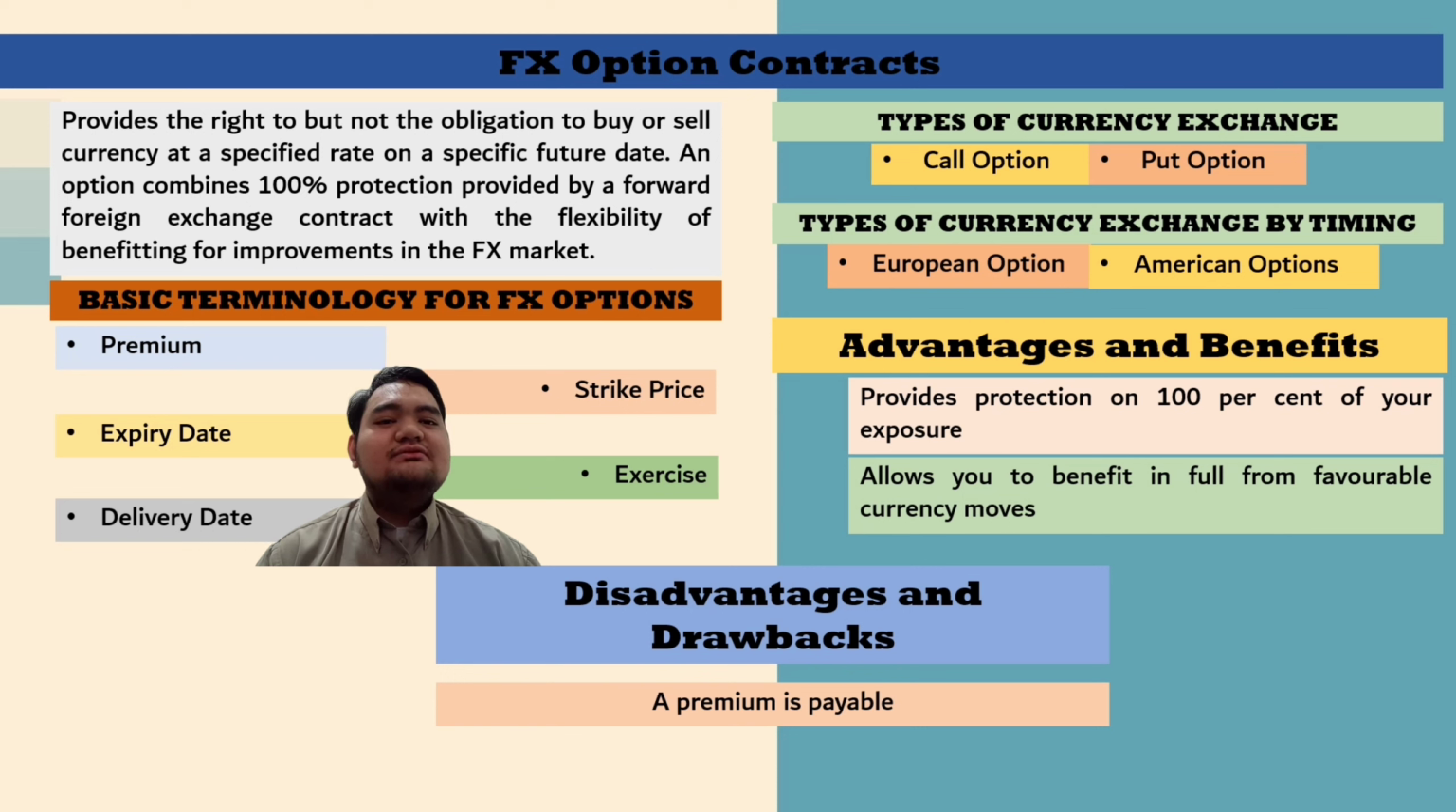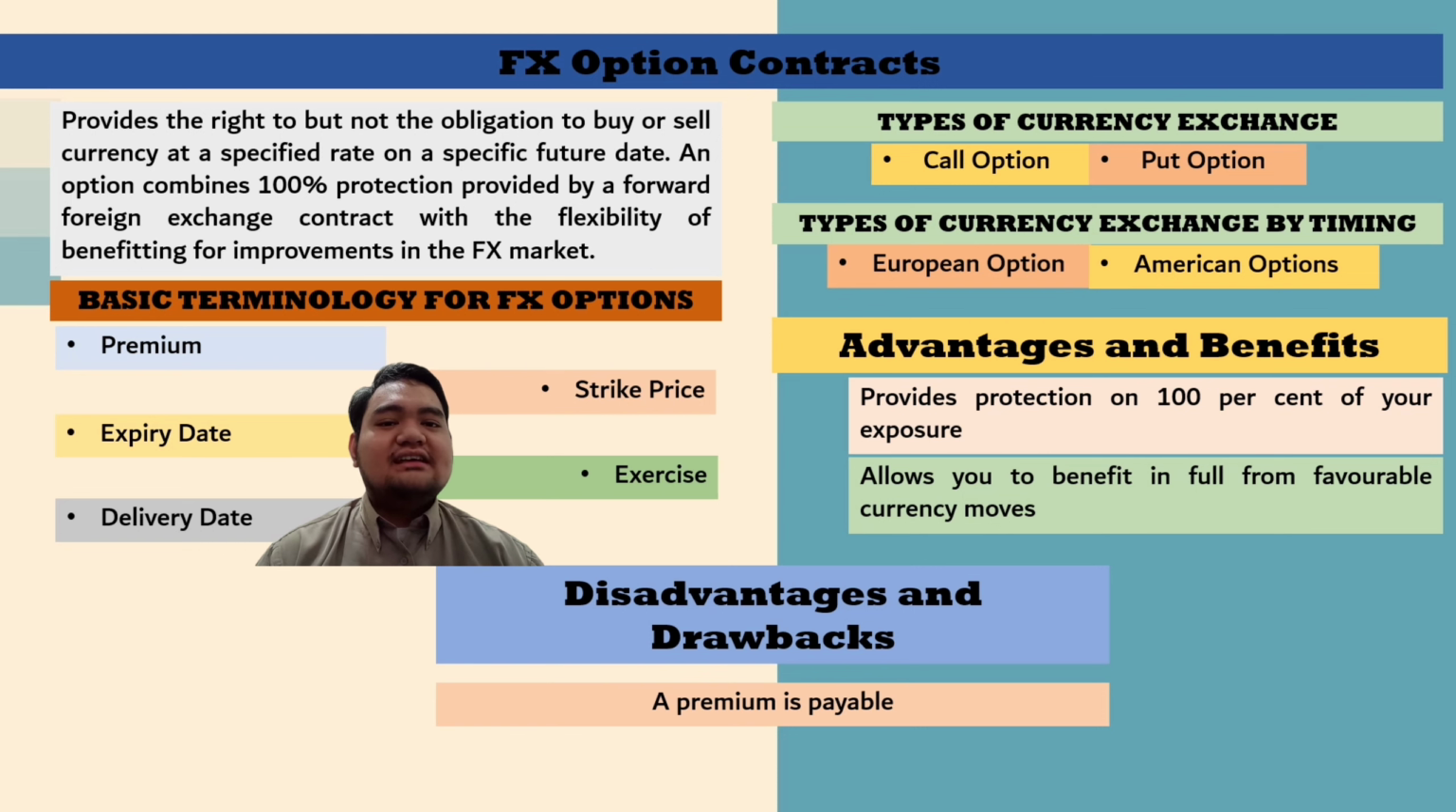First, premium, which is the upfront cost of purchasing a currency exchange option. Second is strike price. The strike price is the price at which the option holder has the right to buy or sell a currency. Next is expiry date, which is the third. Expiry date is the last date on which the right attached to an option may be exercised.